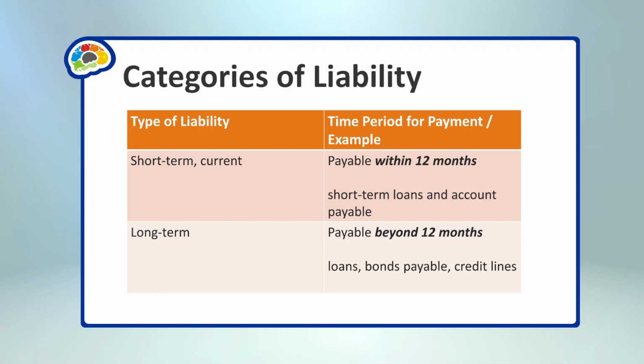Liabilities are divided into short-term and long-term. A short-term or current liability is something that is going to be paid in less than a year, within 12 months, such as accounts payable or a short-term loan. And a long-term liability is something that's going to be paid over a longer period of time, beyond 12 months.